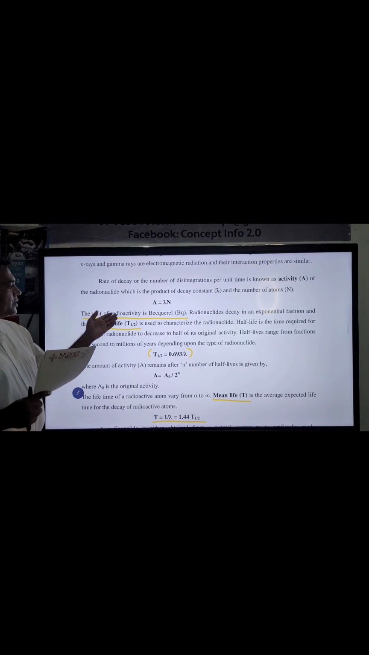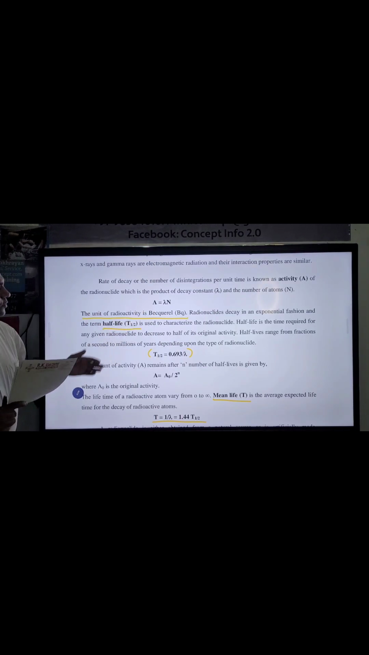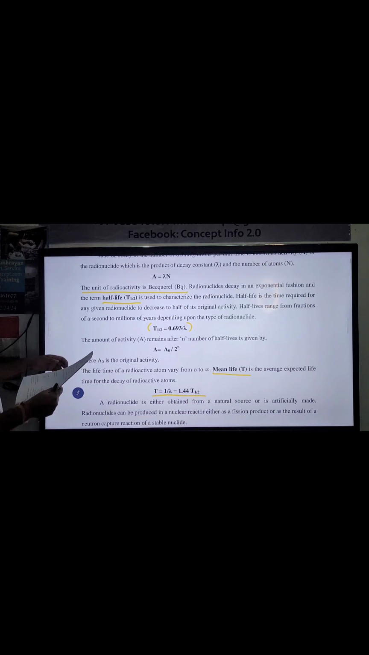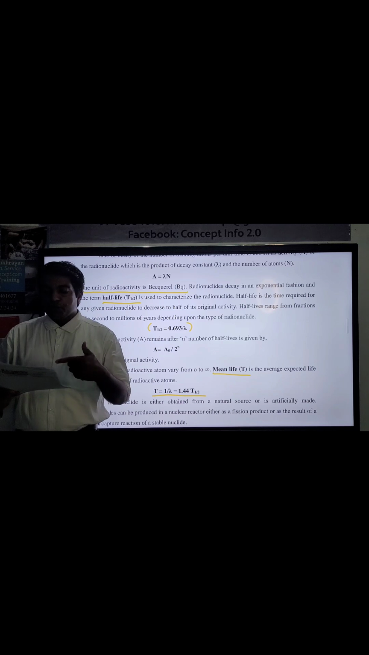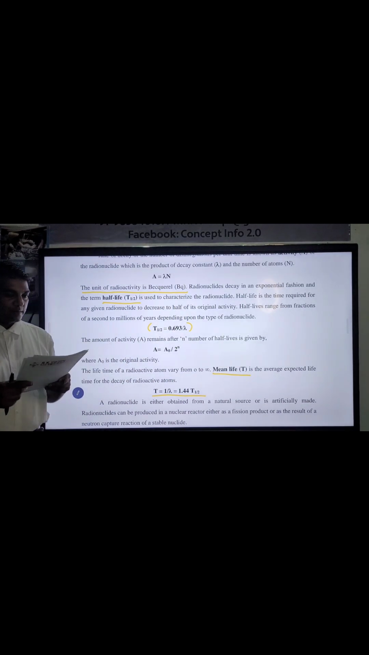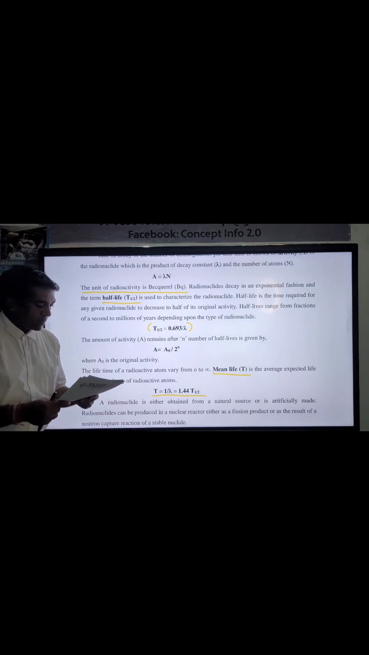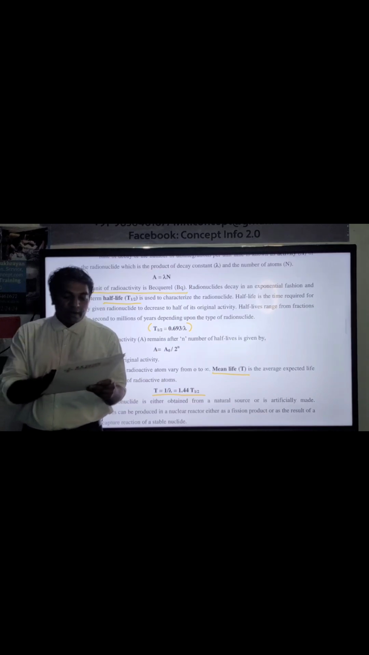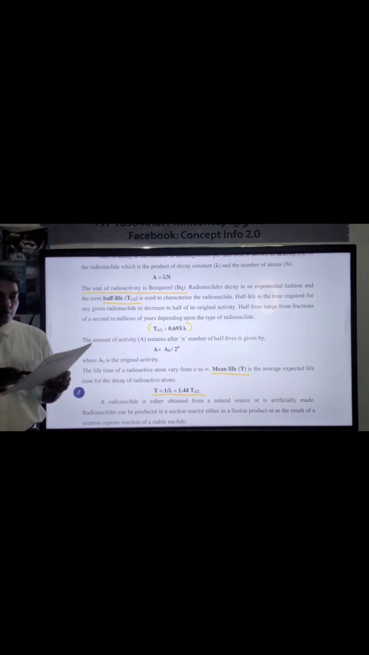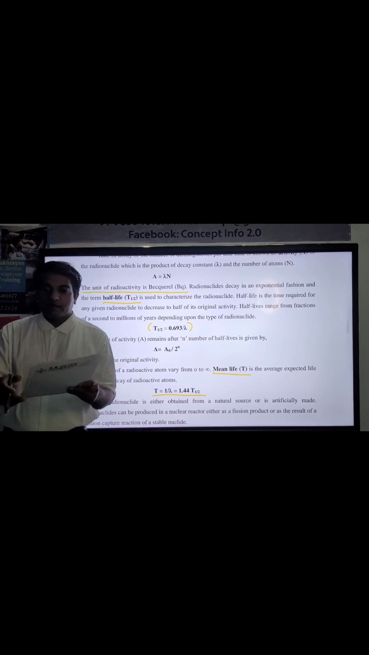The unit of radioactivity is the becquerel. This is the formula, and I will describe the half-life. Half-life is the time required for a quantity to reduce to half of its initial value. That is the half-life. This is the formula. And work function: the amount of additional energy required to emit an electron from the metallic surface is known as the work function of the metal.